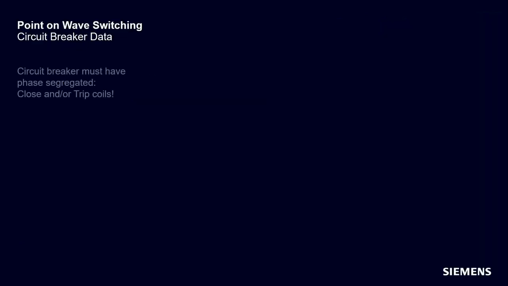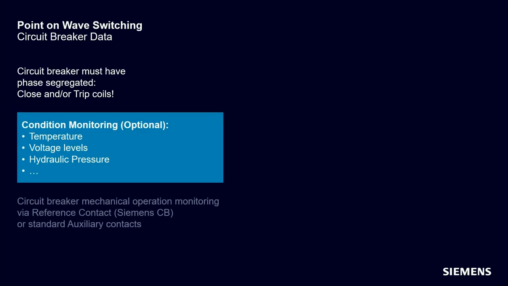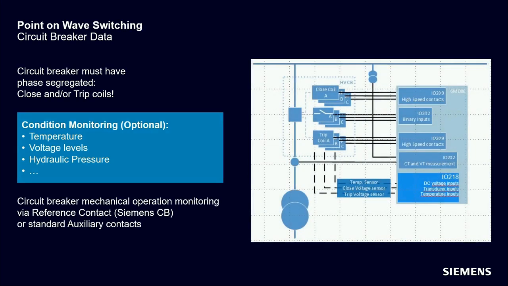So in this slide, we will discuss circuit breaker requirements to realize point-on-wave function. The third important condition is that the circuit breaker must be phase segregated. In other words, you must be able to switch each phase independently. This you can see on the diagram on the right-hand side.